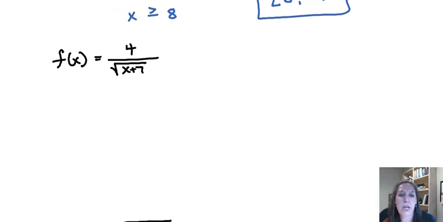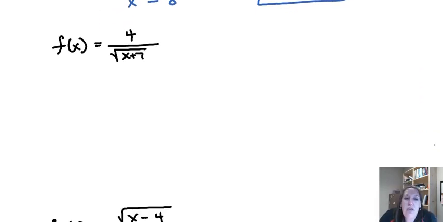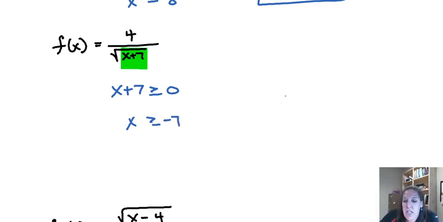All right, our next one, we're putting some stuff together. We have f of x equals 4 divided by the square root of x plus 7. So this one has both a fraction and a square root. So we're going to kind of put the last two examples together. We've got a square root, so that means x plus 7 has to be greater than or equal to 0. Anything that's underneath that square root greater than or equal to 0, so x has to be greater than or equal to -7.